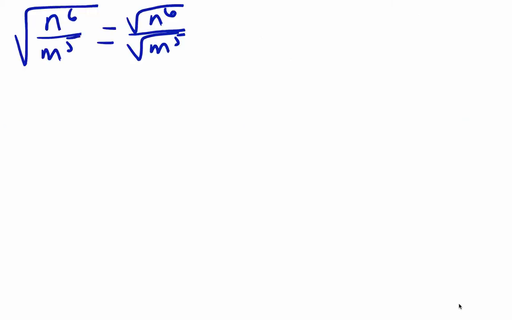Alright, next one is square root of n to the 6th over m to the 5th. Each one of those can be separated like I just did, so the numerator and the denominator can be separated. To simplify that, square root of n to the 6th is n to the 3rd, because remember, you just take half of the exponent. On the bottom, you take one less than that, which would be 4. Half of 4 is 2, and then you have the 1 left over.